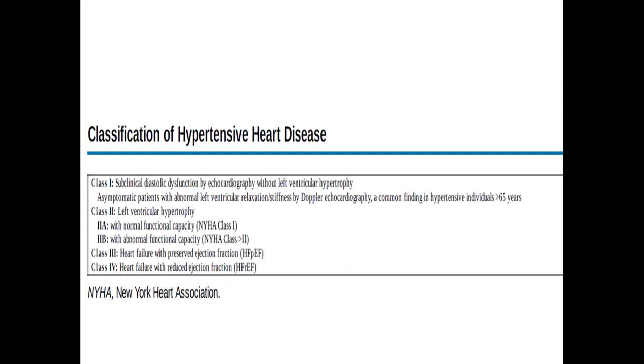So in hypertension, in addition to the other organ damage, there is also an important heart disease which hypertension can cause. It usually causes heart failure with preserved ejection fraction, as well as, in the later stages, when the heart cannot sustain the pressure, there will be a reduction in the ejection fraction. So this is the spectrum of hypertensive heart disease.